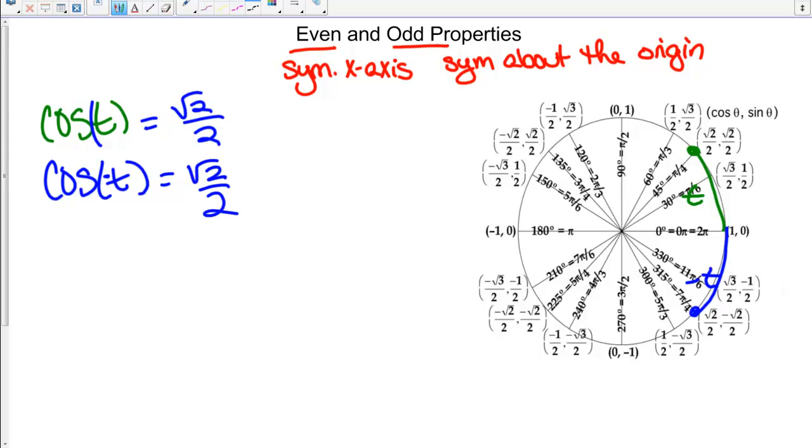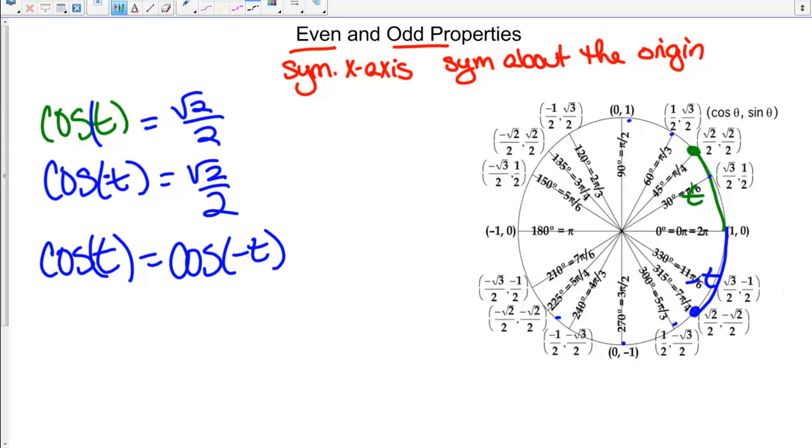And if we checked each one of these values going around and matched up the t and the negative t distance, we would find that these are always equal. That cosine of t always equals cosine of negative t. And that means that we're symmetric about the y-axis. And if you remember, that means that f of x equals f of negative x.